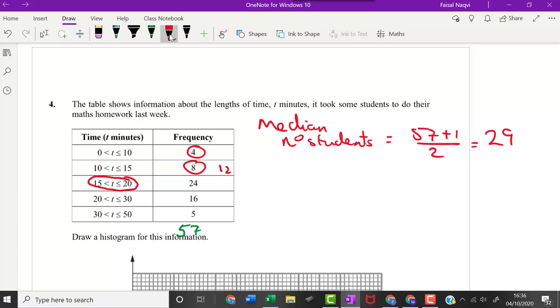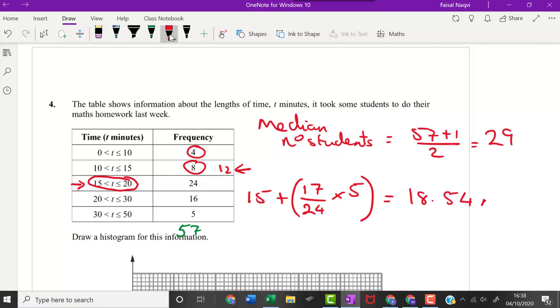So again, to work out my median by interpolation, I start off by taking my starting point in this class width, which is the 15. I had a total of 12 students in my previous class width, and I had to add another 17 to get to my 29. But there were 24 students in that class width. I've got to go 17/24ths of the way along the class width. That's between 15 to 20 minutes. And the size of the class width is 20 take away 15, so that's 5 minutes. I put that into the calculator and I get 18.54 minutes to 2 decimal places.